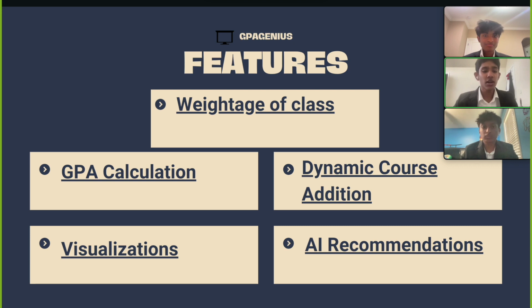The third one is visualizations. We create bar charts to visually represent grade distribution across courses and compare target versus actual GPA. Our fourth feature is dynamic course addition. It allows users to add courses along with the grades, credit hours, and types dynamically. Our last and final feature is AI recommendations. We include two AIs: one is the Mistral AI and the second one is GPT for all.